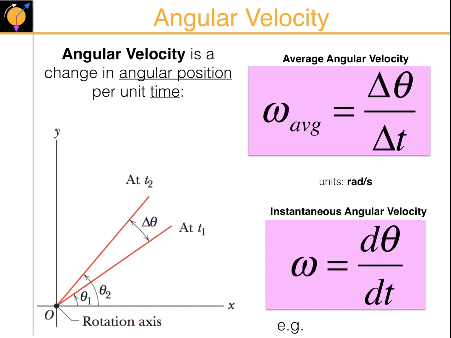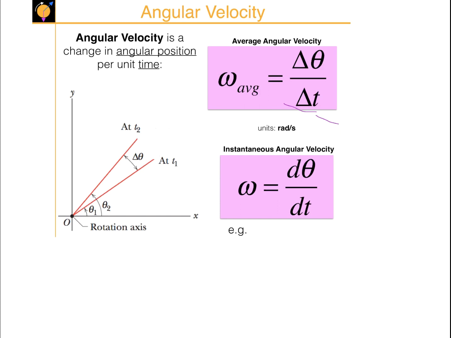So here's an example where at t equals 1, it has theta 1. At t equals 2, it has theta 2. So the average would be the change in theta over the change in time. Let's do a simple example. Let's say it changes by 2 radians over 5 seconds. Then the average omega is going to be delta theta over delta t, the change in angle over the change in time. So it'll be 2/5, which is 0.400 radians per second.